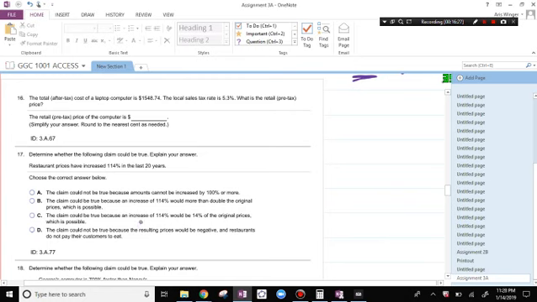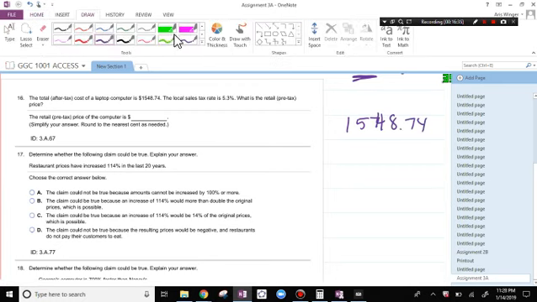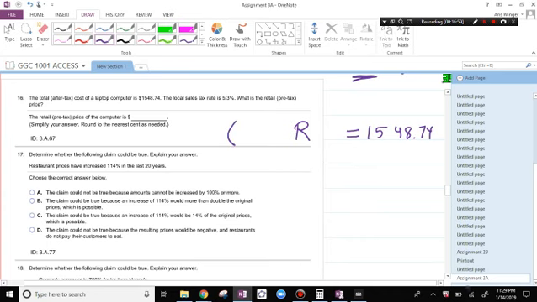The total after-tax cost of a laptop is $1,548.74. That's the price after the tax rate. So you have the original price, the retail price, we'll call it R. So you're taking the original 100% and adding 0.053 times R, and that gives you 1548.74.